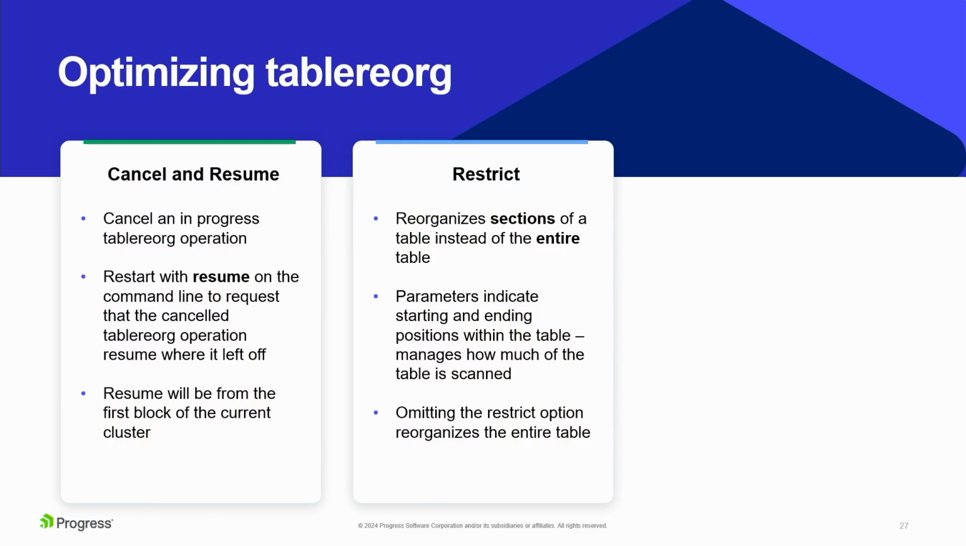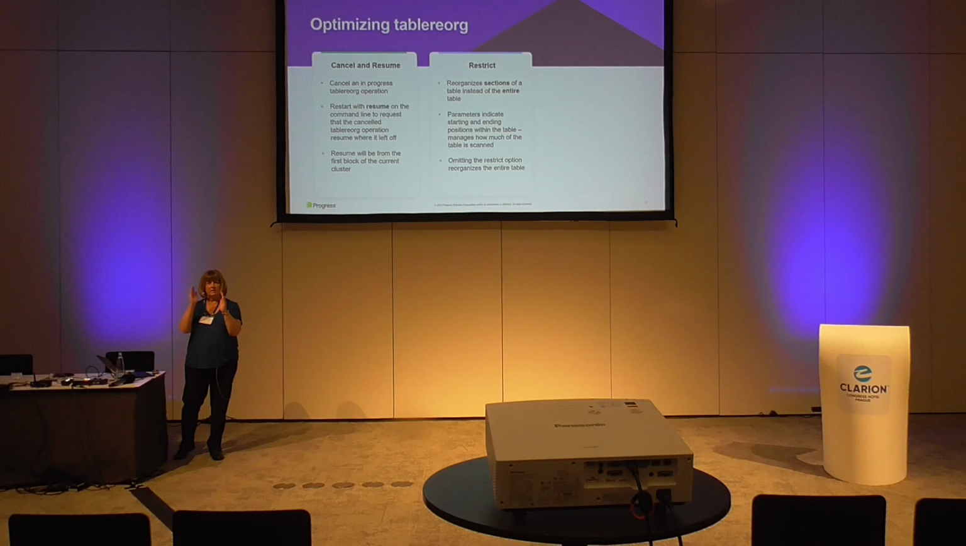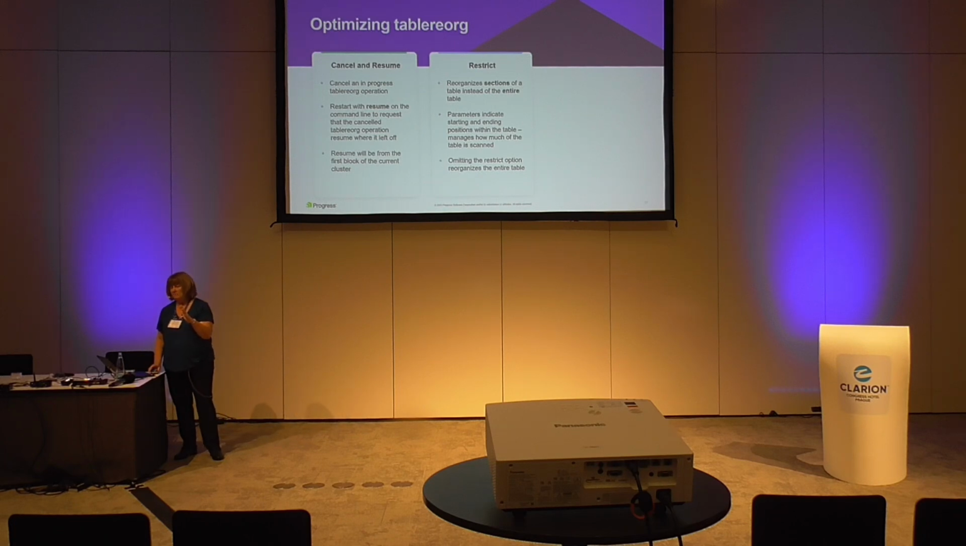The next possibility is restrict, which is restricting the scope of where you're doing that reorganization. So you have an upper and lower indicator, and you'll just do it within that area instead of having to do the whole thing. It may be that you want to parcel it out and do it a piece at a time, or one every weekend or something, or you may just have a particularly bad area that would benefit from cleaning up instead of doing the whole thing at this time. If you do not put restrict on the command line, it will do the whole table.